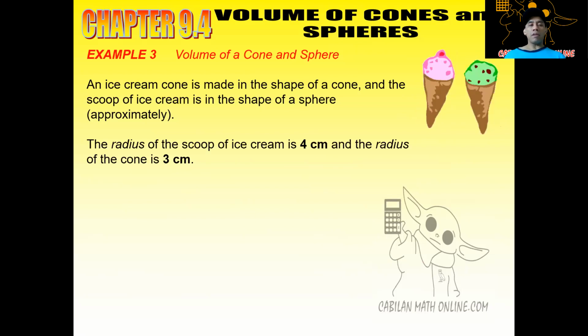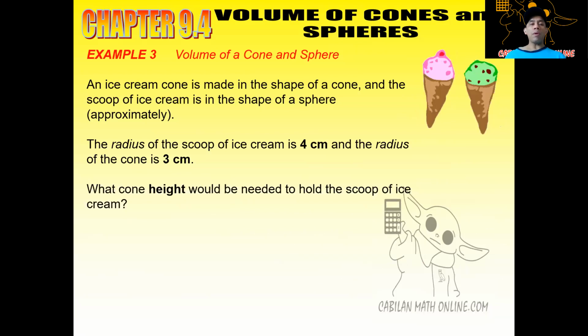It tells us the radius of the scoop of ice cream is 4 centimeters and the radius of the cone is 3 centimeters. What we have to figure out is the height of the cone. We need to figure out a way to solve for this, understanding that we're solving for the height of the cone. Based on the two formulas, the volume of the sphere and the volume of the cone, what do we need to approach first?